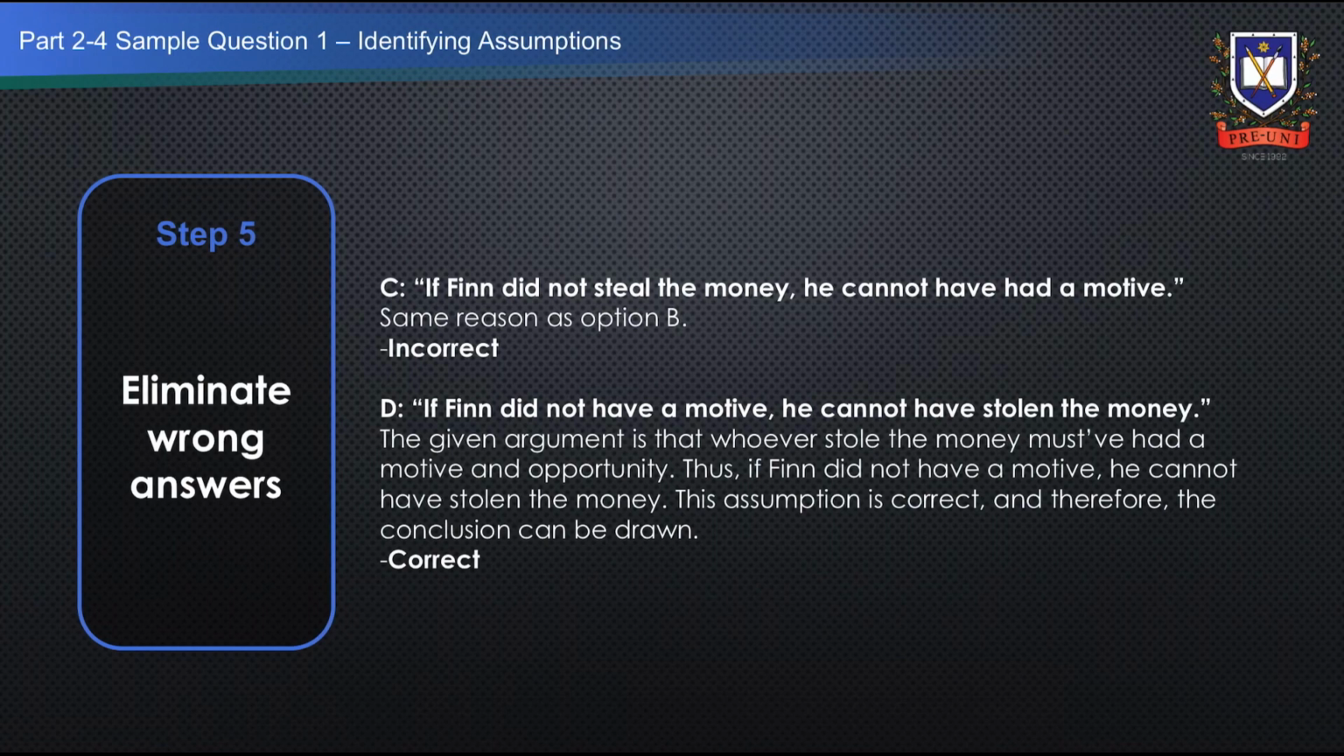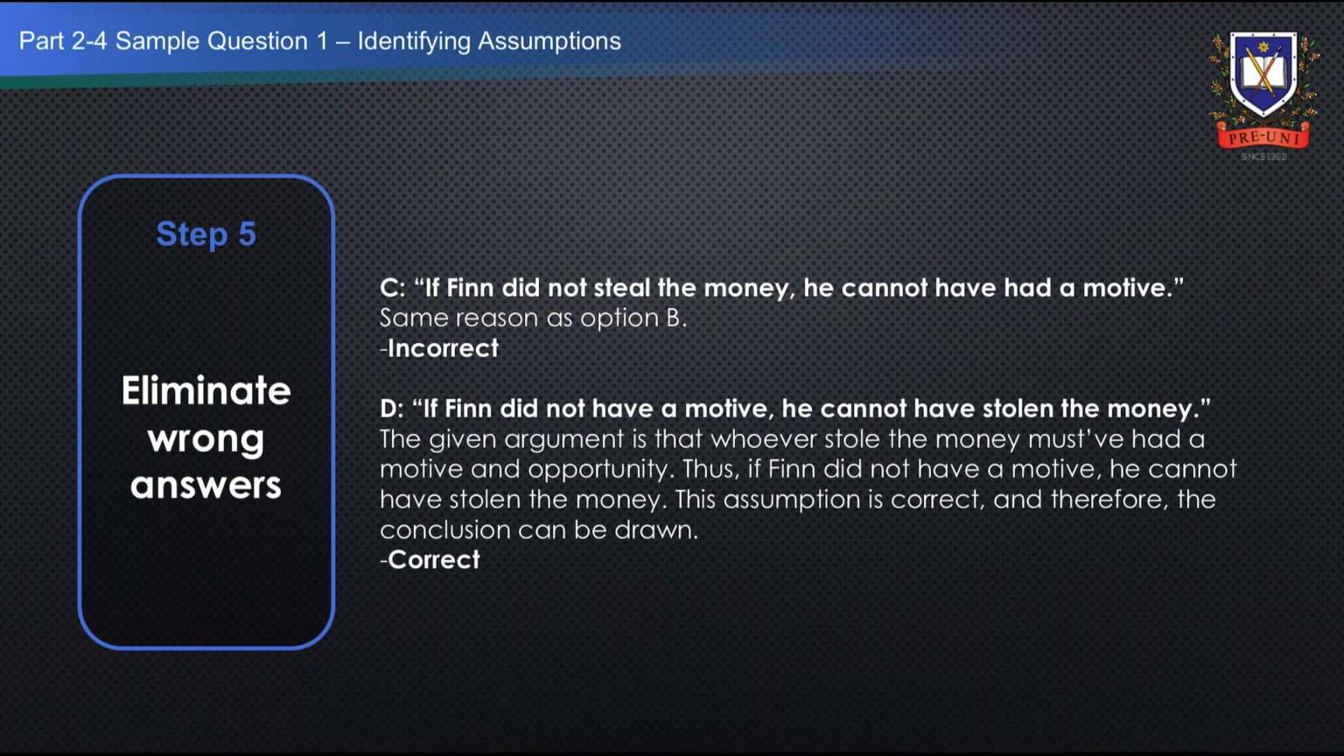Option C is similar to option B, which states that if Finn did not steal the money, he cannot have had a motive. This conclusion is incorrect as it is only given that whoever stole the money must have had an opportunity and motive. If Finn did not steal the money, then that means that he must have either had no opportunity, motive, or both. We cannot assume in this case which he did not have.